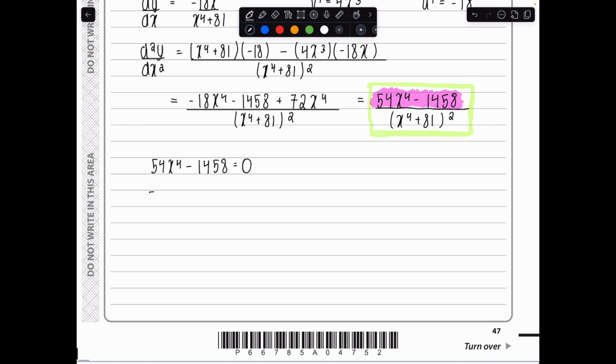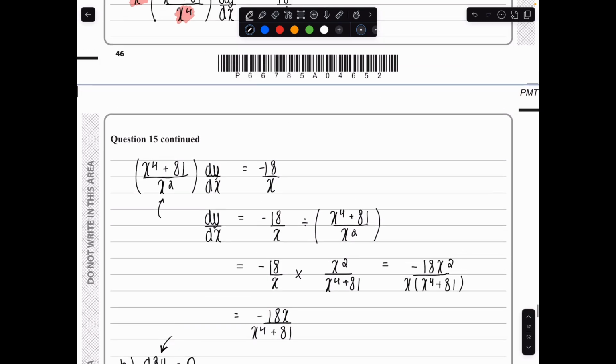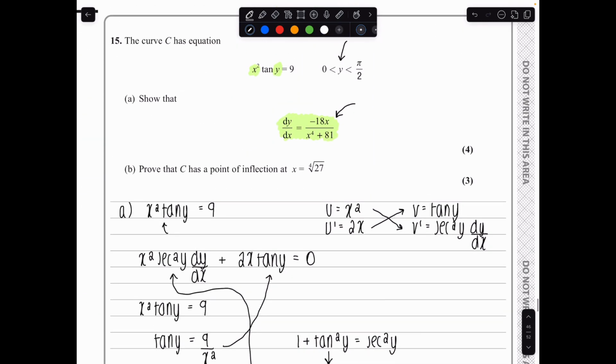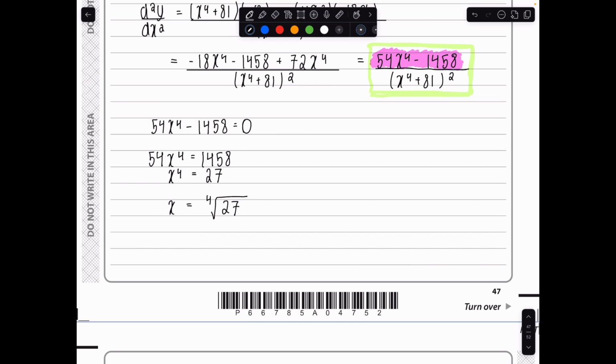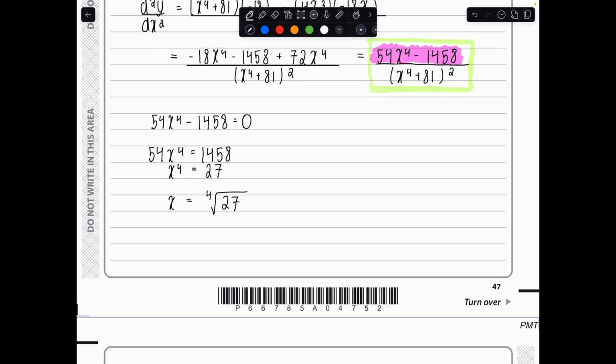So in this case, let's rearrange. So we have 54x to the 4 is equal to 1458. So x to the 4 is equal to 27. And from here, x is equal to the fourth root of 27. So this is quite promising, because if we look back at the question, we have now this fourth root of 27. But the only thing that we need to show now is there is some sort of sign change.